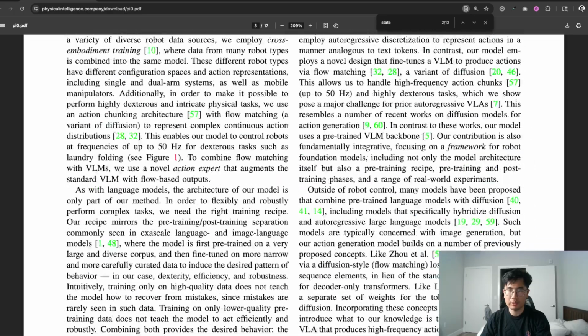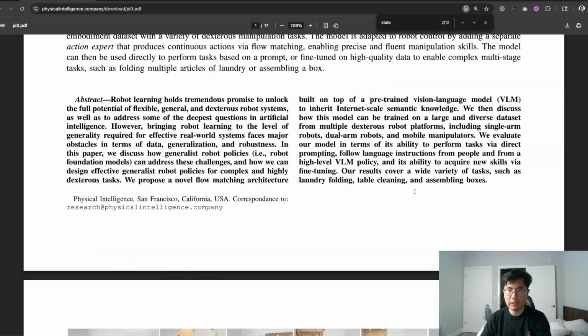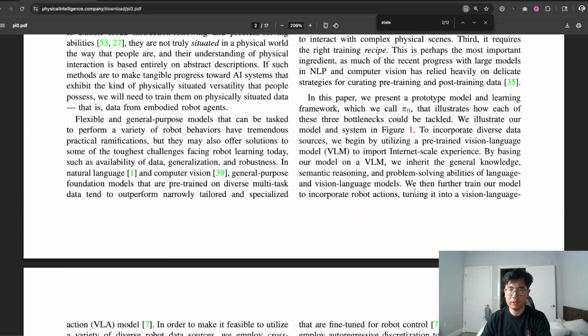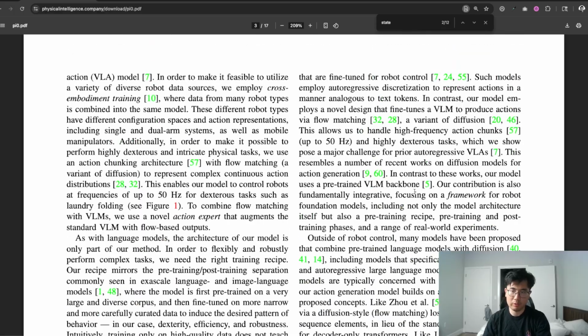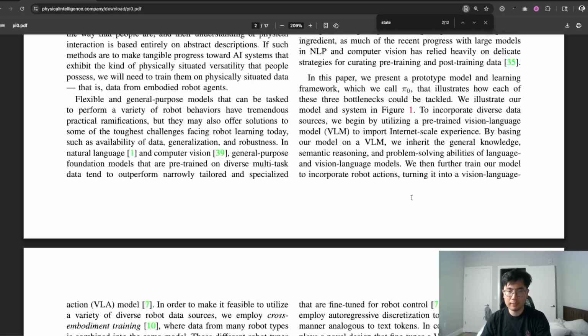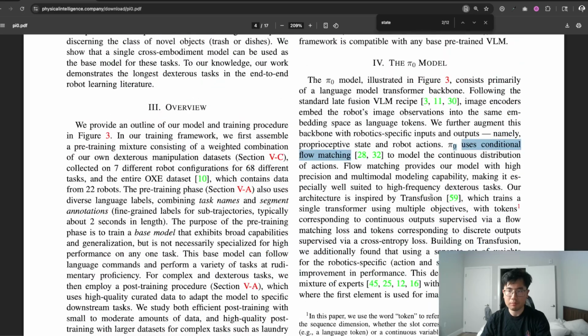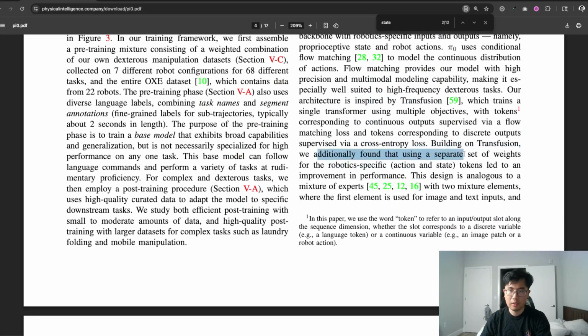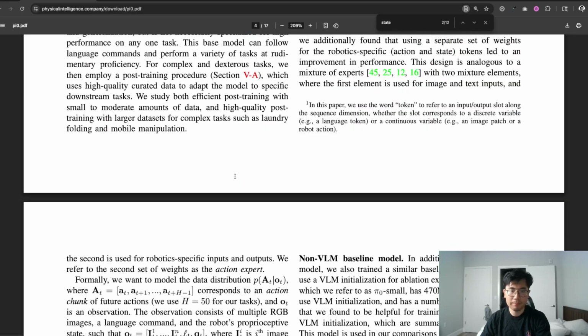Back to the tokens, right? What they'll do, and this is I think pretty common, is you have a VLM and you introduce these special tokens and you train them, and use these special tokens for different things. So in this case, we augment this backbone with robotic-specific inputs and outputs, namely proprioceptive state and robot actions. And then they use flow matching, and using a separate set of weights for the robot-specific tokens led to an improvement in performance. Okay.